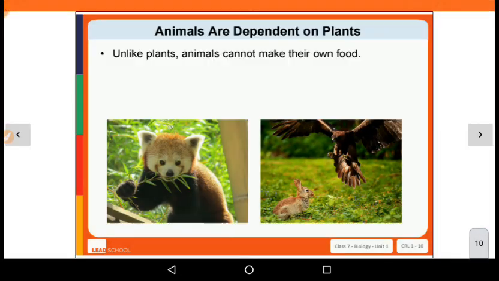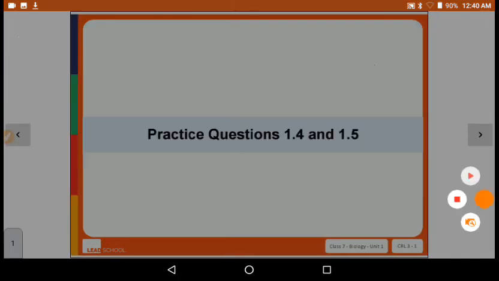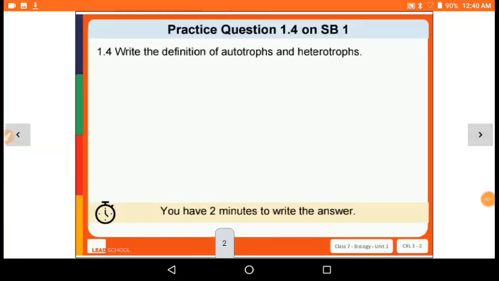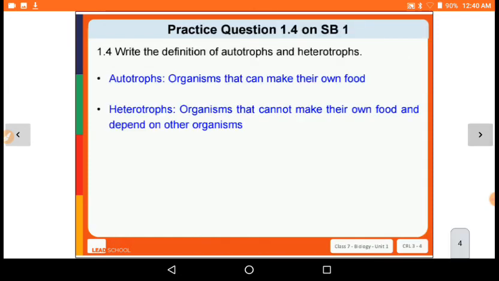And animals depend on plants. Unlike plants, they cannot make their own food and they get it from plants or other animals. Question number 4: write the definition of autotrophs and heterotrophs. And fifth is, why do we say that humans and animals directly or indirectly depend on plants?